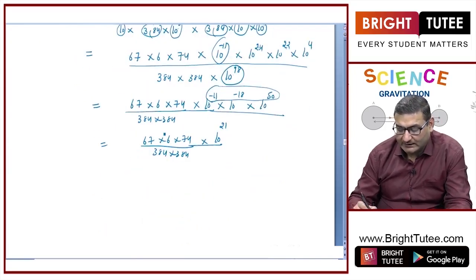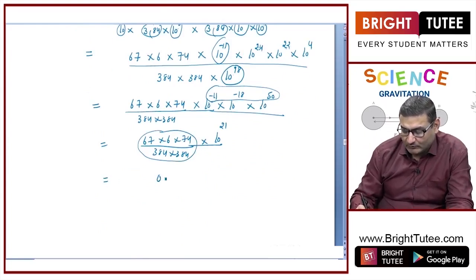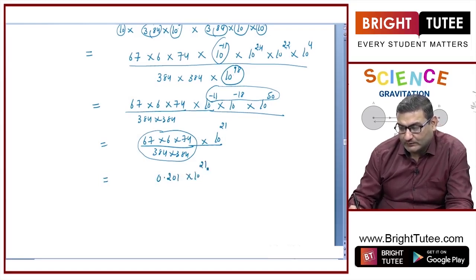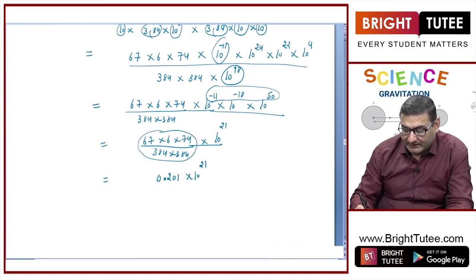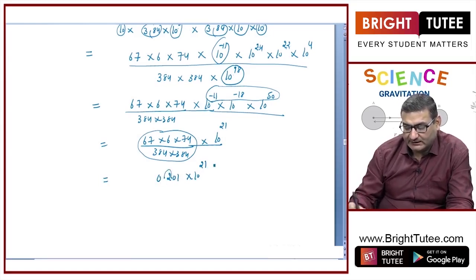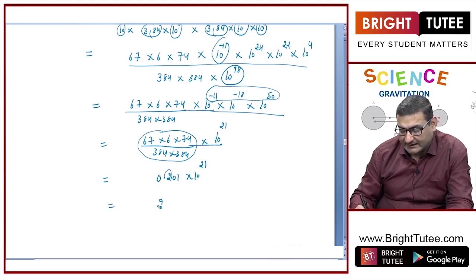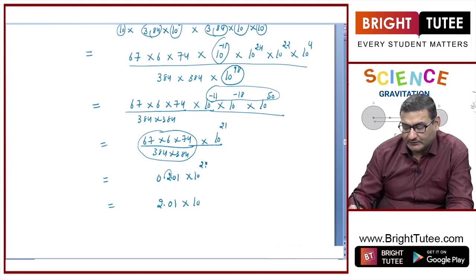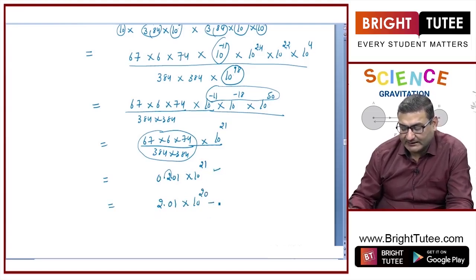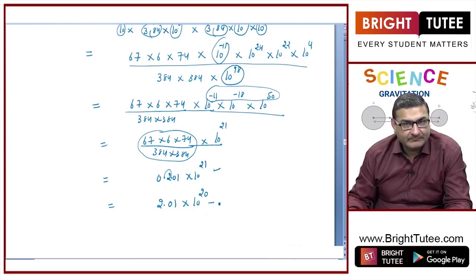Now, I will calculate and cut off these values, and when I do it, I get 0.201 into 10 to the power 21. If I take this decimal and shift it over here, I can write it as 2.01, but by doing so I need to reduce one power, so 10 to the power 20. You can write this or you can write this, they both are correct, fine.